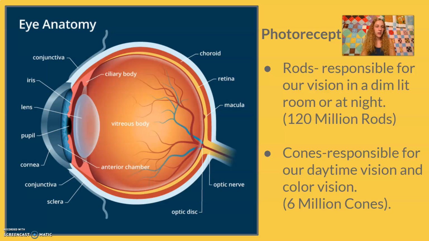Some other parts of the eye are the vitreous body, which helps the eye keep its shape, and the optic disc, which is kind of like the eye's blind spot. And then there's the optic nerve, which connects the eye to the brain. There's also the sclera that protects the retina, and the choroid as well. And yeah, this is the anatomy of the eye.